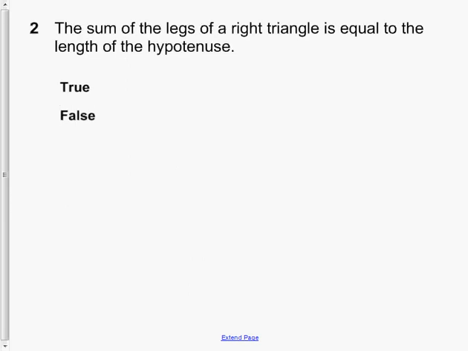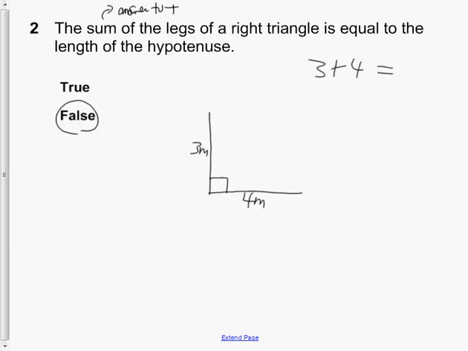The second question says the sum, and sum of course means the answer to an addition, right, to addition. So the sum of the legs of a right triangle is equal to the length of the hypotenuse. And this too is false, and we'll explain why. So if I had a triangle that was 3 meters here and 4 meters here, and those are the legs, so the sum of those legs would be 3 plus 4, and that would be 7. So that would mean that this distance here is 7 if this statement was true.